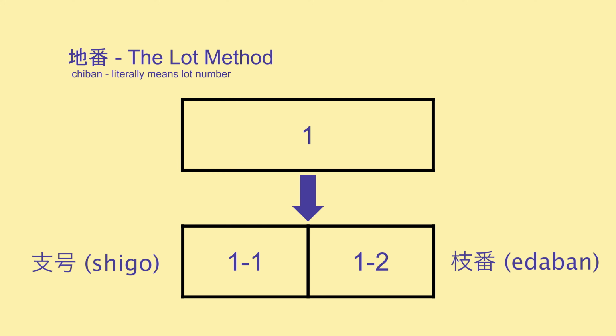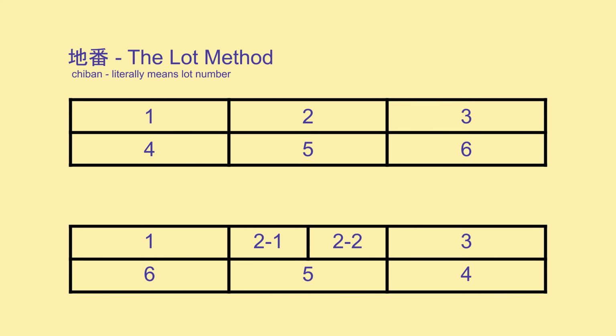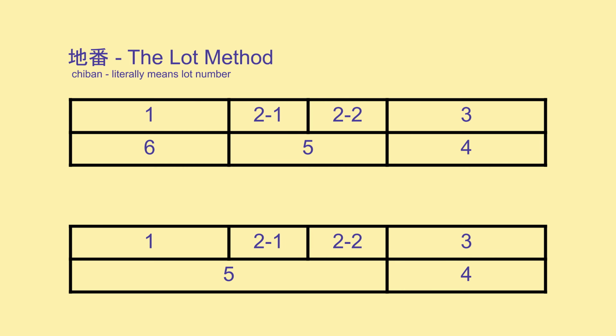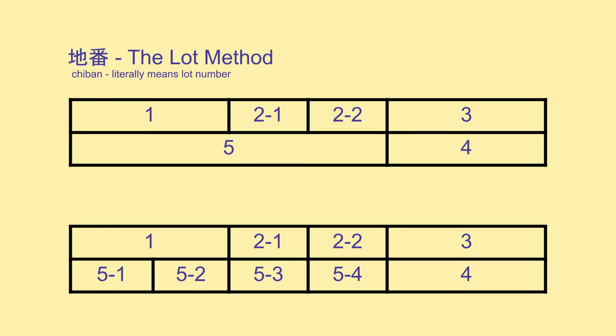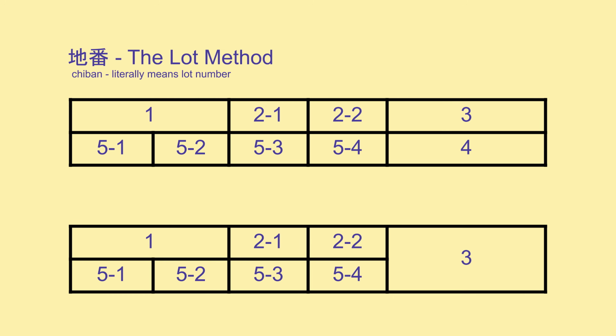Now let's bring it back to our main example. Chiban 2 wants to split and sell their property. Two Chibans are created, 2-1 and 2-2. Chiban 6 wants to join together with Chiban 5. 5 is less than 6, so Chiban 6 disappears. Chiban 5 splits into 4, creating 5-1, 5-2, 5-3, and 5-4. Chiban 3 and 4 join together. 3 takes precedence and 4 disappears.